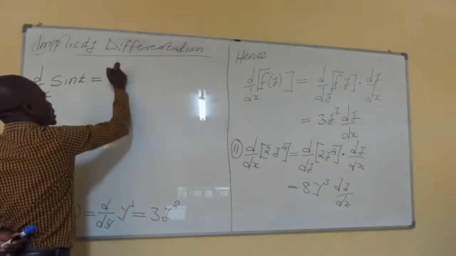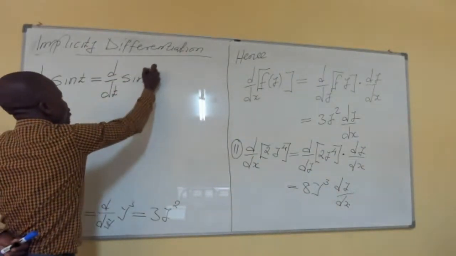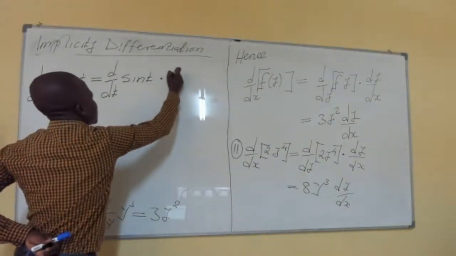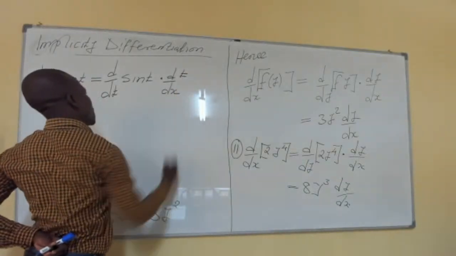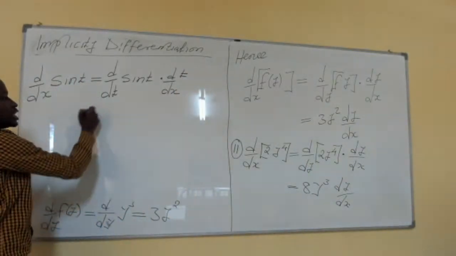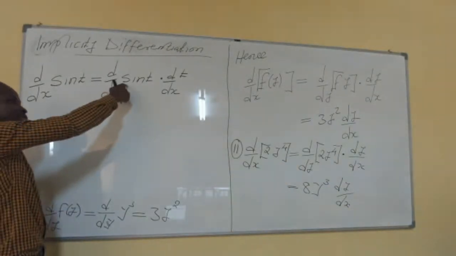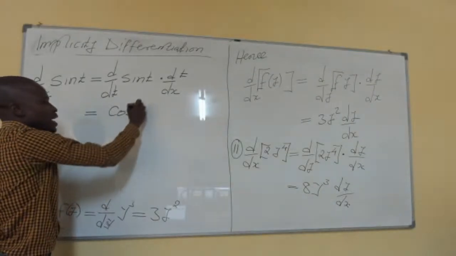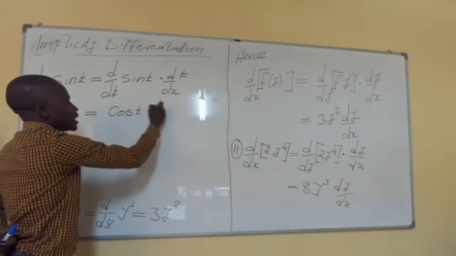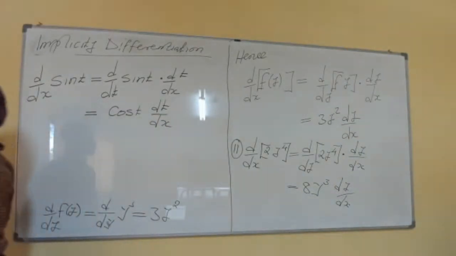So this is the same as the derivative with respect to t of the sine of t, times the derivative with respect to x of t. The derivative of sine of t with respect to t is going to give us the cosine of t, multiplied by the derivative of t with respect to x.